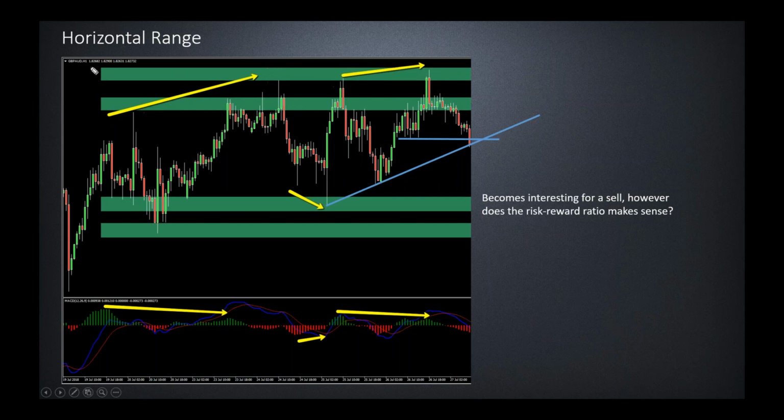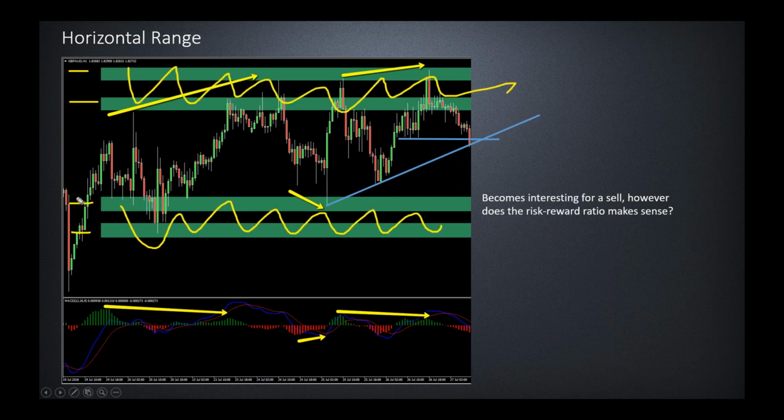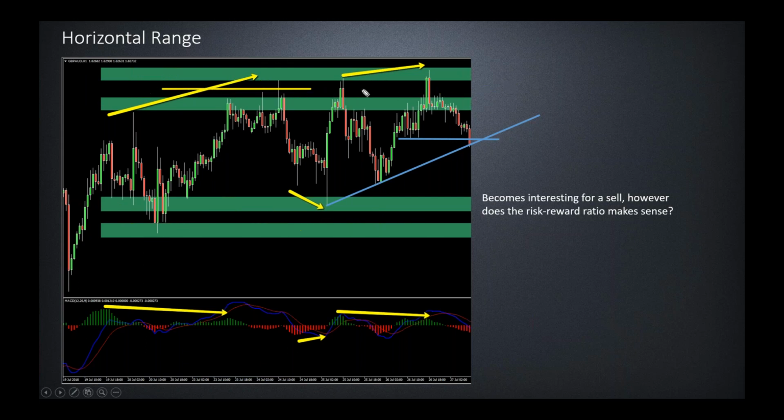Basically, I have split the zones that I'm looking for, the buffer zones, into two rectangles, okay? Covering all of them, because in between we have this space which I didn't want to mark with such a big formation. It becomes really interesting. However, does the risk reward make sense in that scenario?